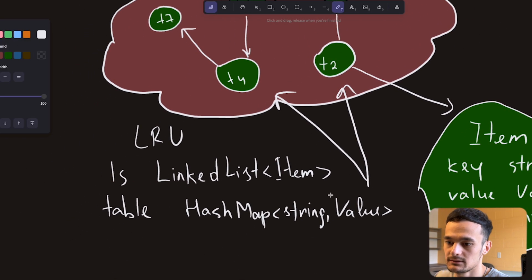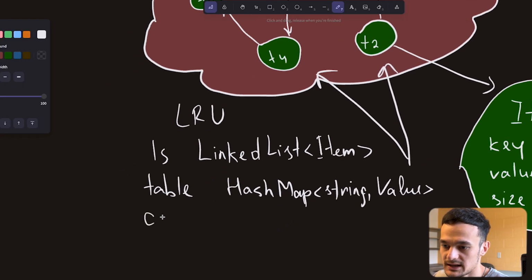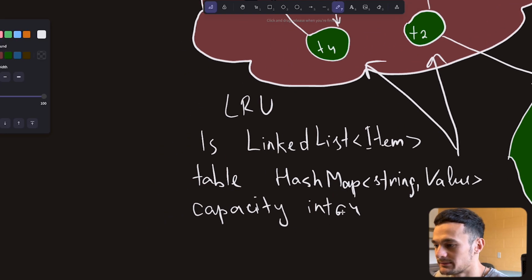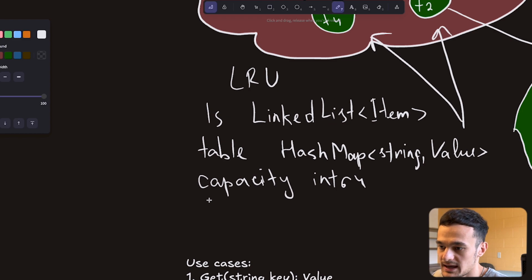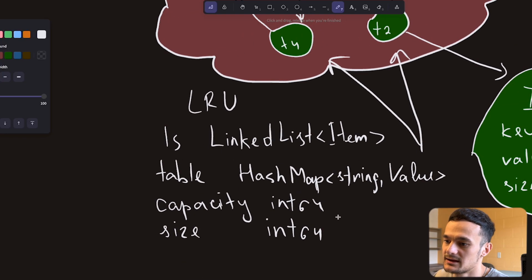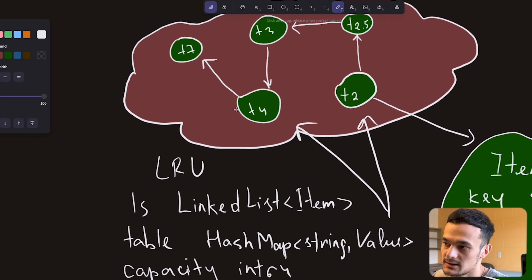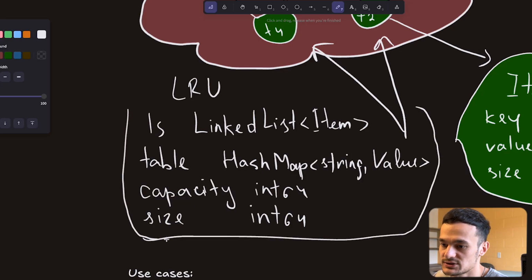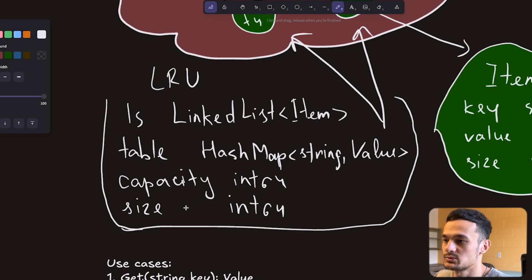Other than this, we're going to have a capacity, as I said. A cache is not like a hash map. We can do it with a hash map if we don't have capacity, but for a cache, we have to have capacity. So I'm going to keep it simple with an integer, some number of bytes. And of course, we're going to track the current size, the actual size of the memory of our LRU cache as well.